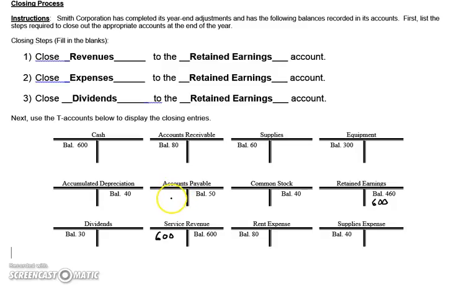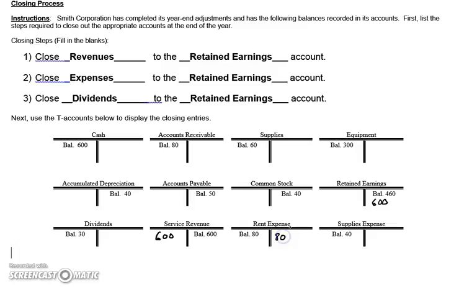That completes step 1. Of course, if we had multiple revenue accounts, we'd repeat the process for the next revenue account and any others. Step 2 says to close expenses to retained earnings. Once again, closing simply means to zero out the account. We have 2 expense accounts, rent expense and supplies expense. To close these accounts, we'll need to place credits on the right side of the account.